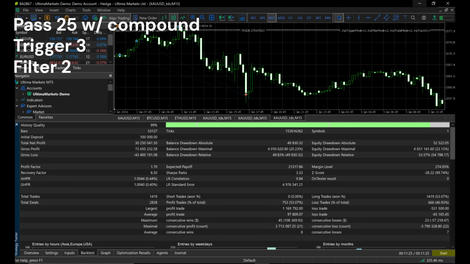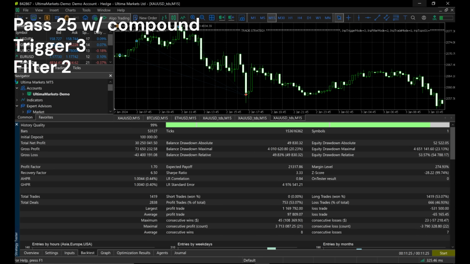And speaking of sample size, the system executed over 1,400 trades in this test. This provides a much more reliable dataset compared to strategies that only take a few dozen trades. However, we also need to acknowledge the risk profile. The maximum equity drawdown reaches approximately 53%, which reflects the aggressive nature of compounding.